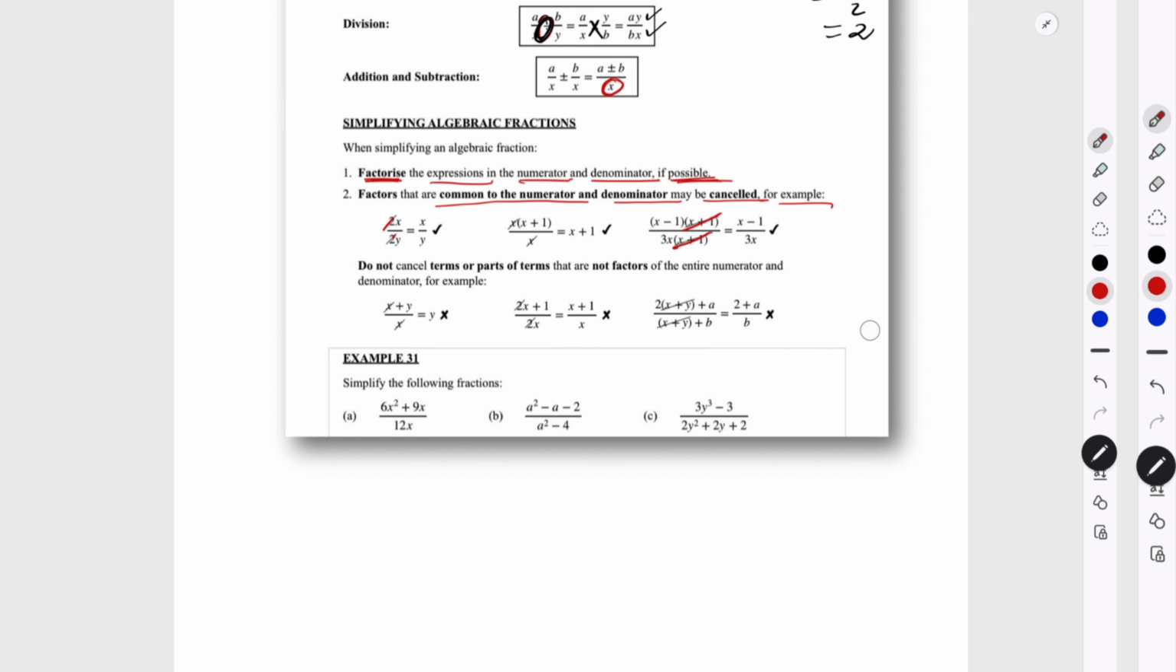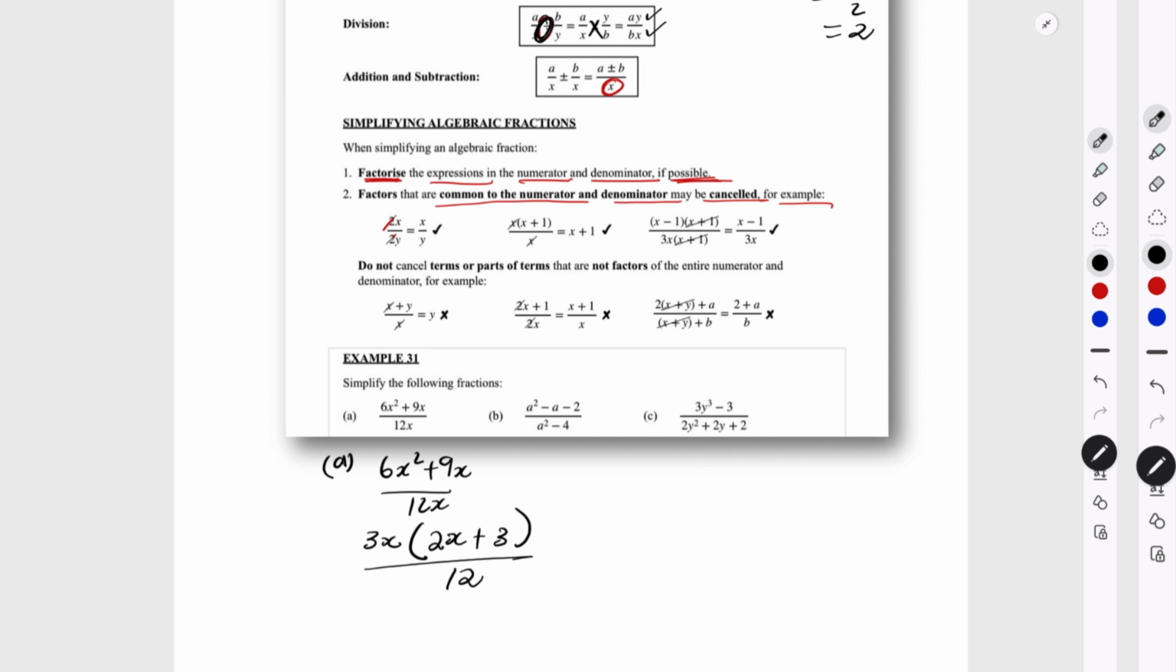Good. Now let's do example number 21. It says simplify the following fractions. We need to simplify. Remember, simplification. What comes into my mind? Can I factorize? We're going to check if we can factorize first. Let's go to number A. I'm having 6x squared plus 9x over 12x. Guys, at the top there, I have a common factor, which is 3x. If I take it out, I'm left with 6 divided by 3, it's 2, then x plus 9 divided by 3 is 3, and then all divided by 12.